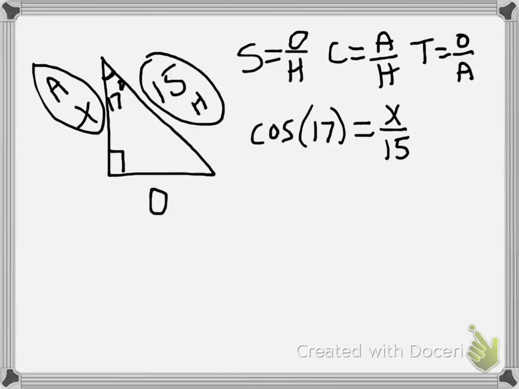Alright, so this problem, one more step to be able to go through and solve. Again, make sure your calculator is in degree mode because we're dealing with degrees. And we'll want to go through and solve for our x value. So to solve for my x value, I have to get x by itself. So to get x by itself, I'm going to have to get rid of the division by 15. So to get rid of the division by 15, I have to multiply both sides by 15.